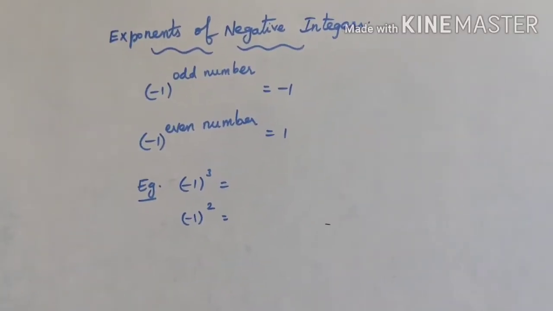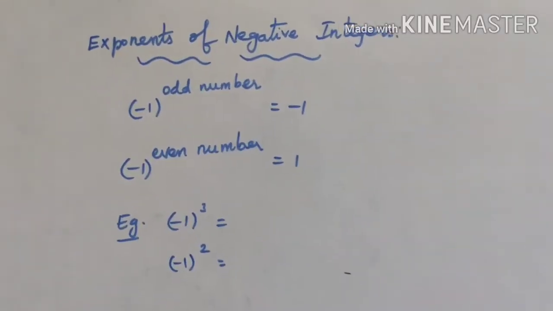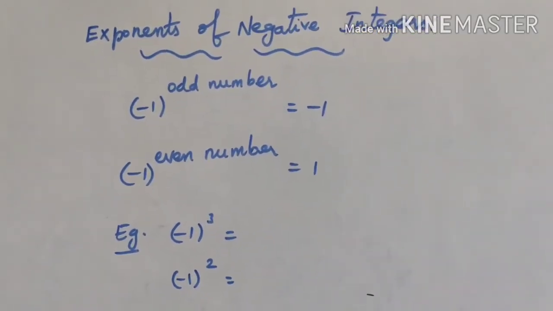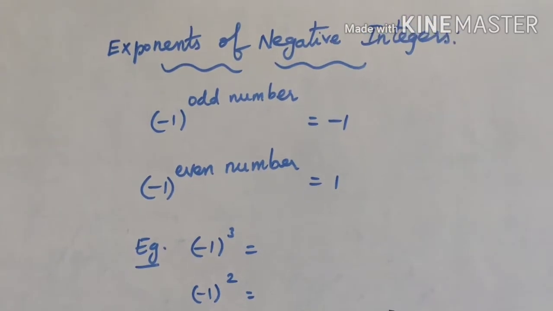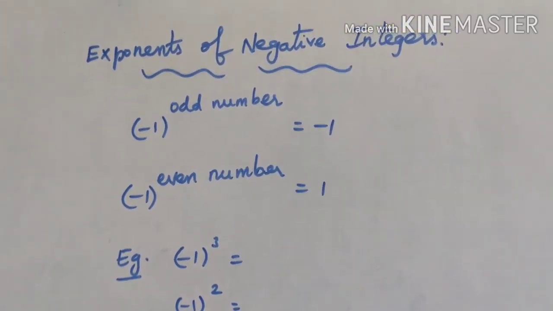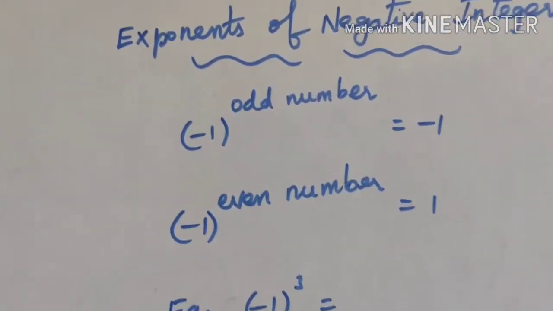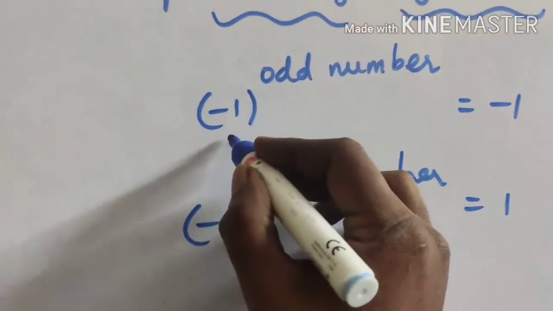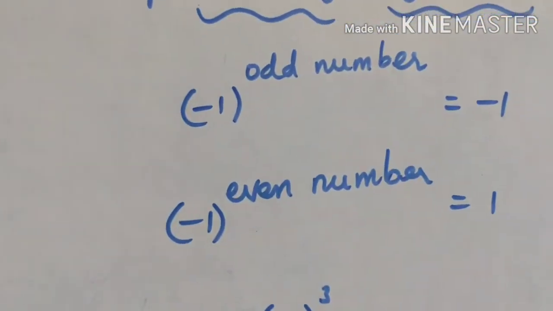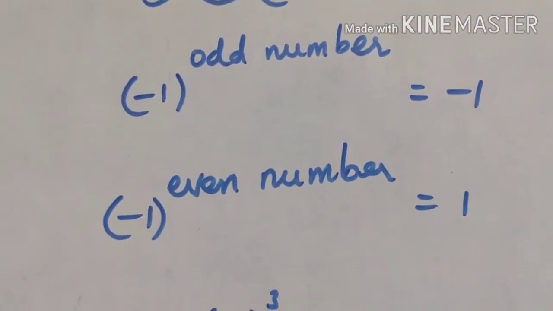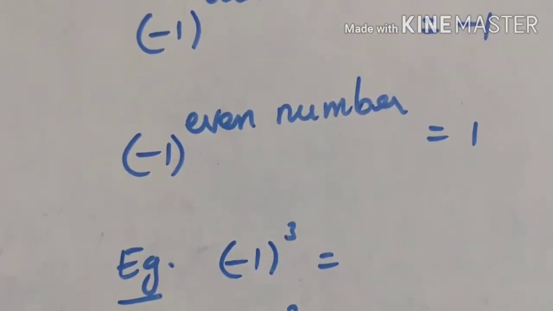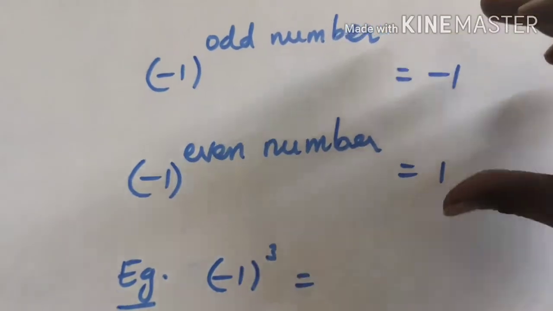Hi children, this week we are going to continue the exponents concept. Now we are going to see about exponents of negative integers. Last week we saw that exponent means power. Now, minus 1 to the power of an odd number, we get minus 1. Minus 1 to the power of an even number, we get plus 1. So this is an important rule.